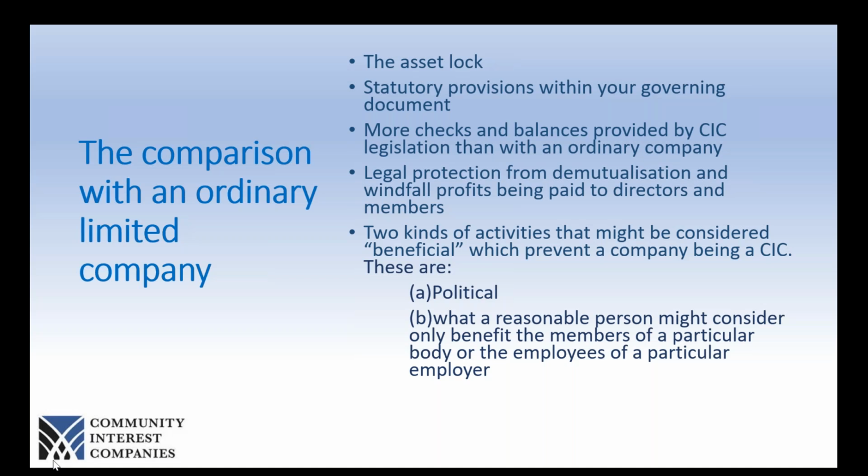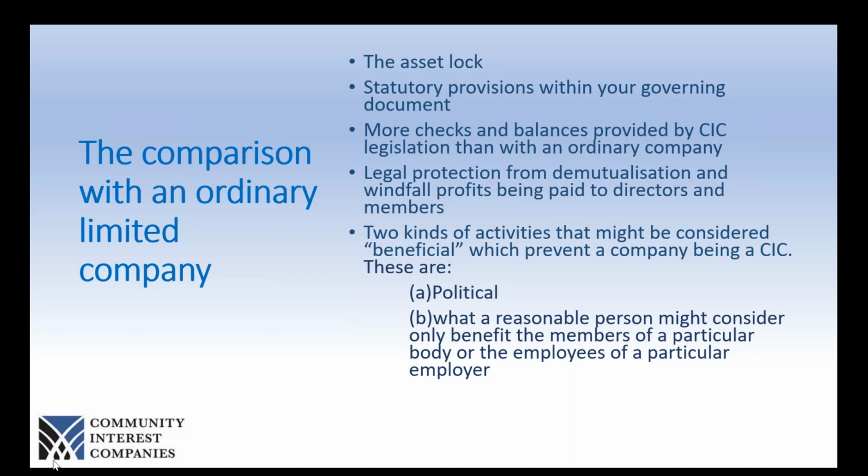So what's the difference between an ordinary company and a KIC? The main difference is an asset lock. The statutory provisions within your governing document prevent the members of the KIC removing the asset lock by special resolution. As an ordinary company, that clause could be removed at any time. Regulations are there to ensure that the KIC maintains its asset lock and provides benefit to the community it was set up to serve.